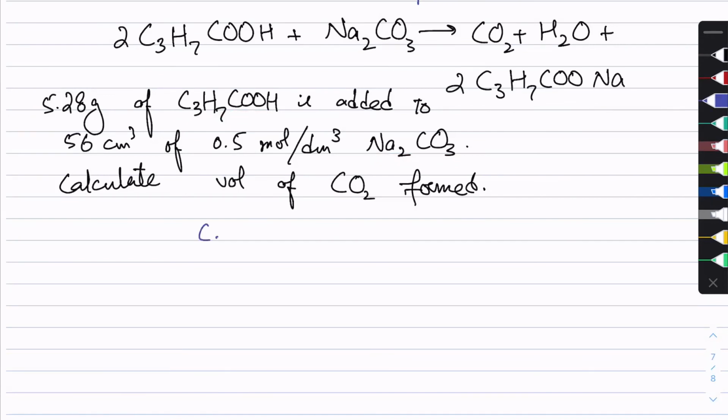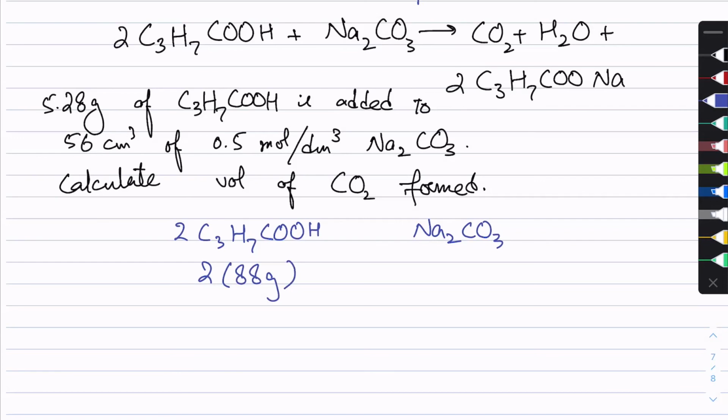So I have C3H7COOH, I'll copy that. I have Na2CO3, I'll copy that. And for this one, I have the mass, which means I'll need to calculate the MR. Okay, that's going to be a big value. So 3 times 12 plus 7 plus 12 plus 32 times 32 plus 1. So that's 88. So 2 times 88 grams.